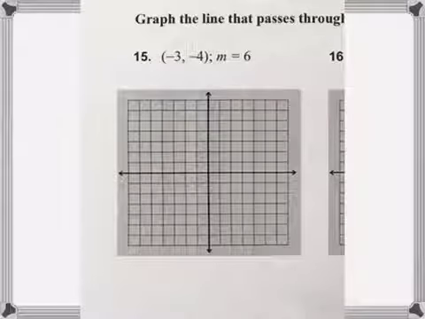Question 15, it says graph the line that passes through the given point and has the given slope. So our slope is 6 and our point is negative 3, negative 4. So we start by plotting negative 3, negative 4. And we apply our slope. Up 6, right 1. Up 6, right 1. And then we just connect our points.